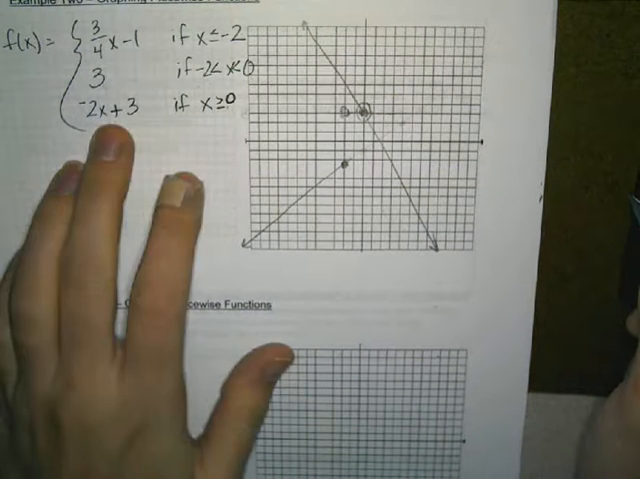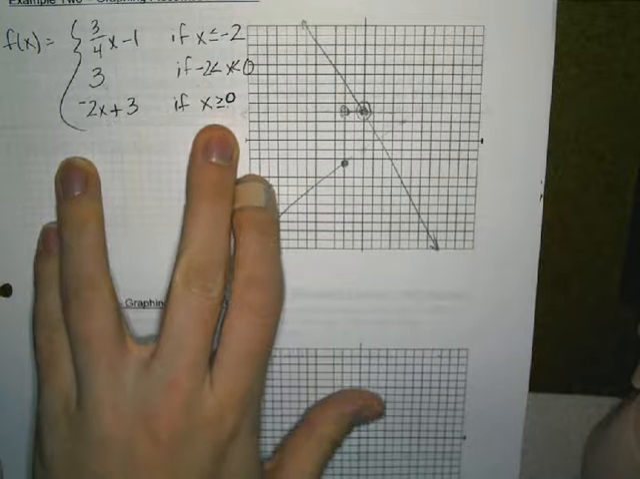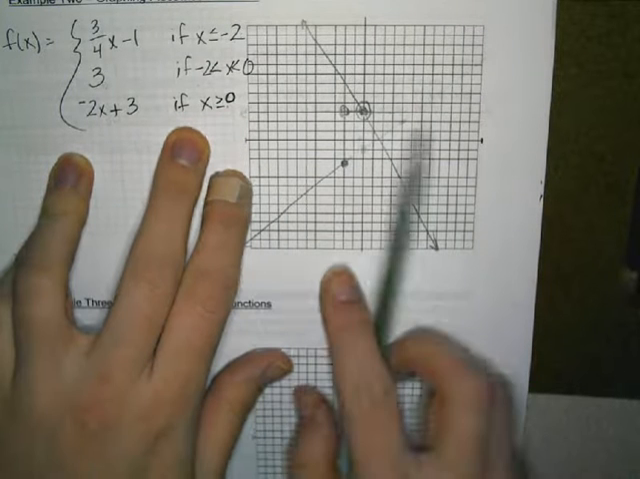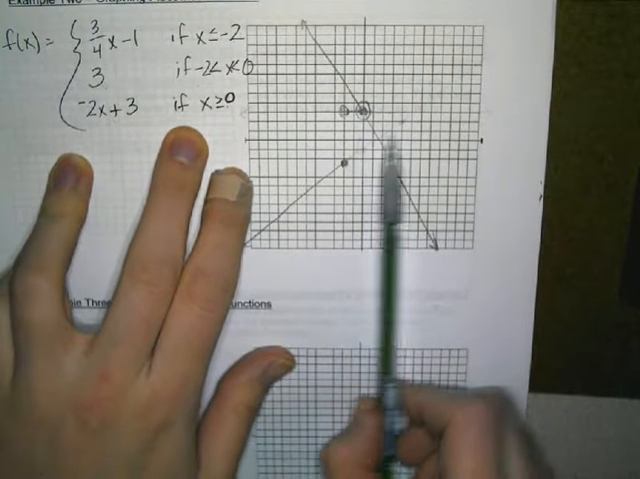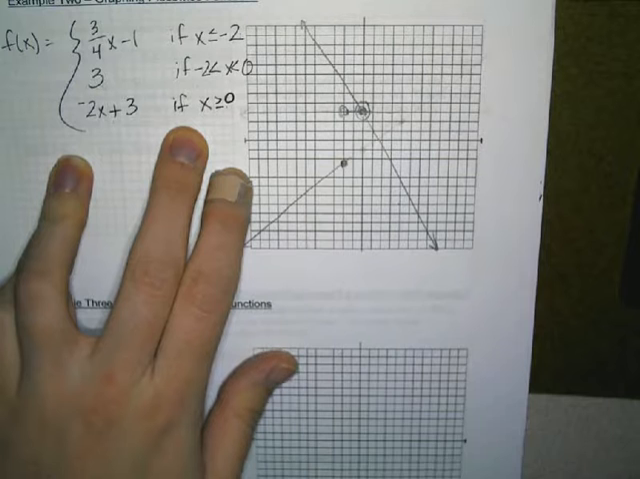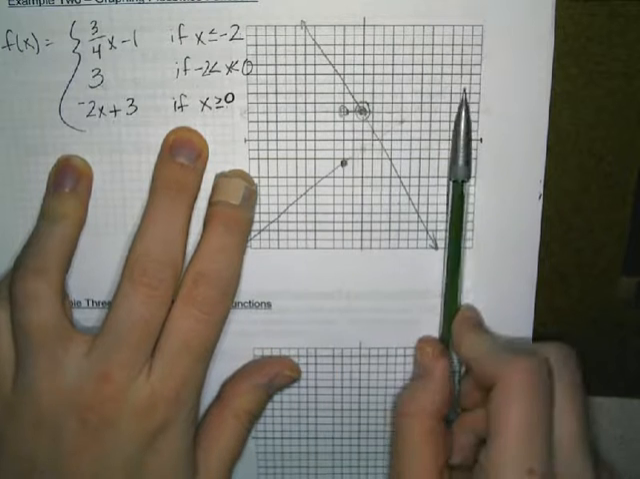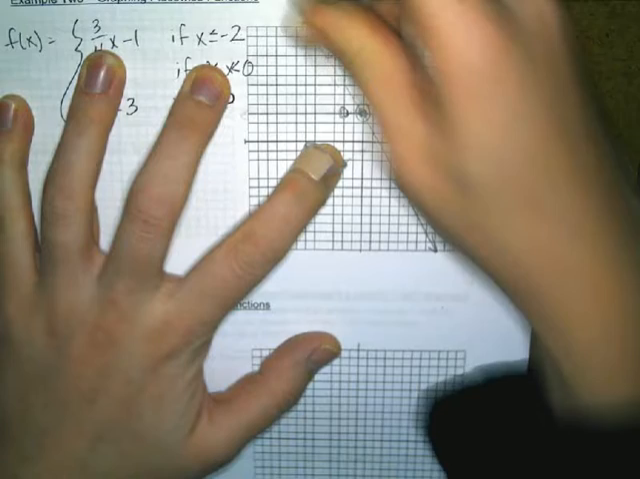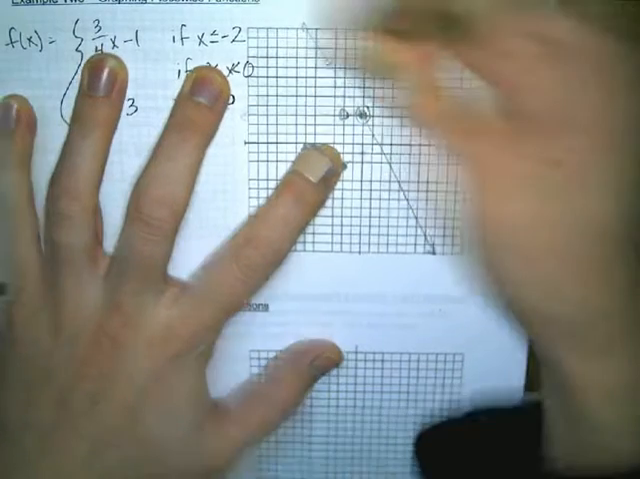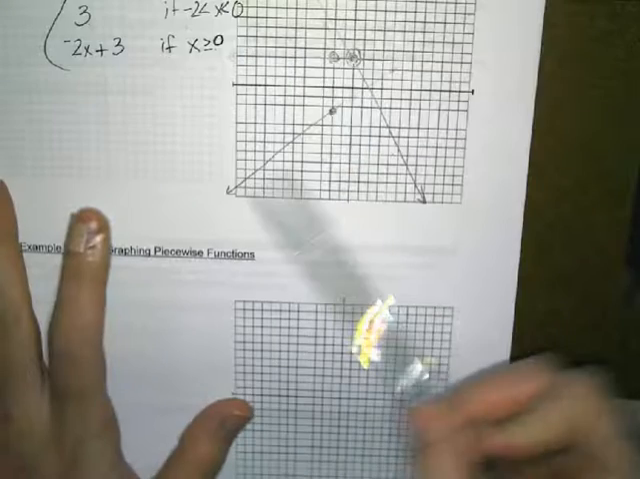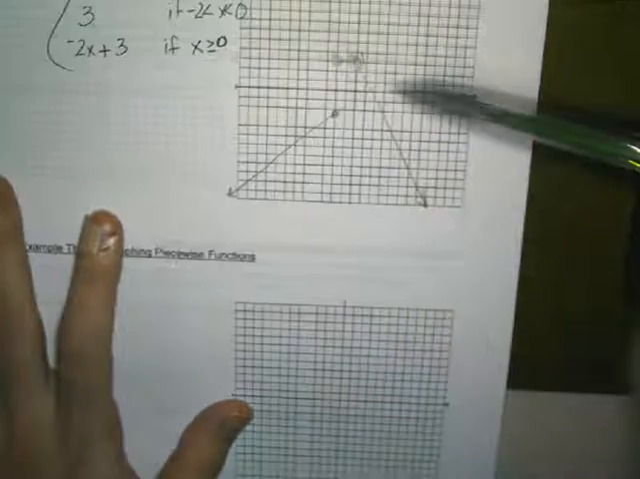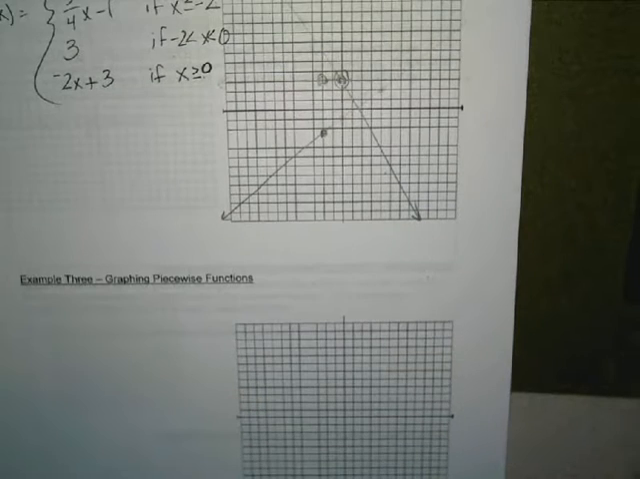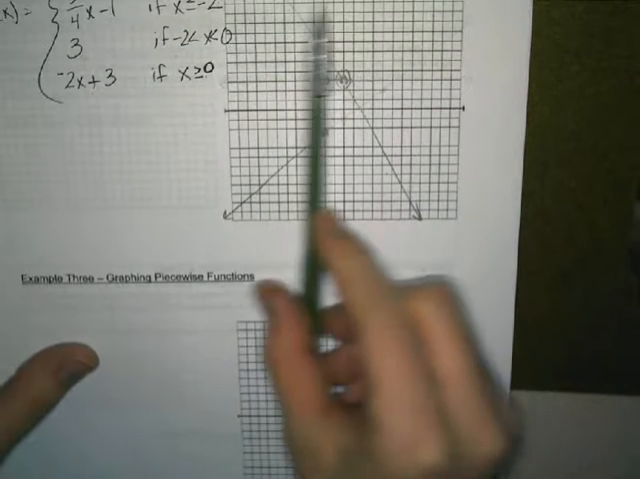And then we need to keep the part of the line where x values are greater than 0. Well, x values greater than 0 are to the right of 0. So we're going to keep the right part of the line and erase the left part. Okay, so you have 1, 2, 3. And you can see from your lines, first of all, that it'll pass the vertical line test.